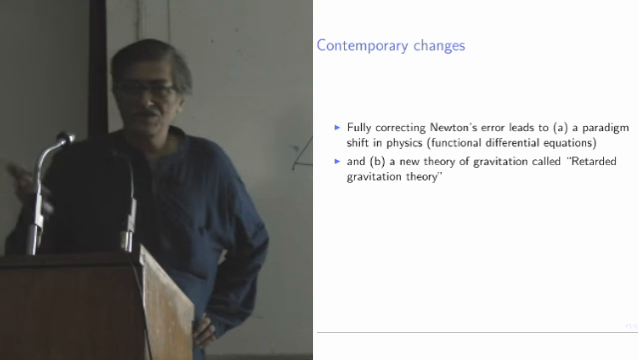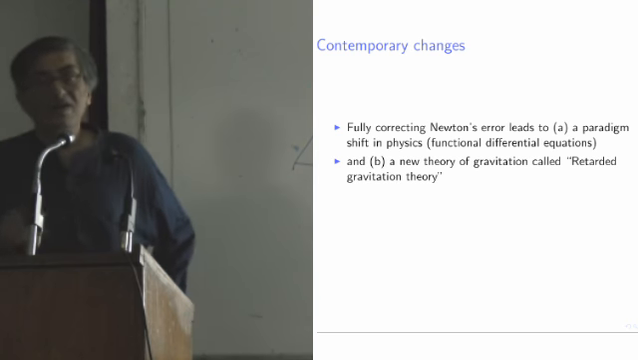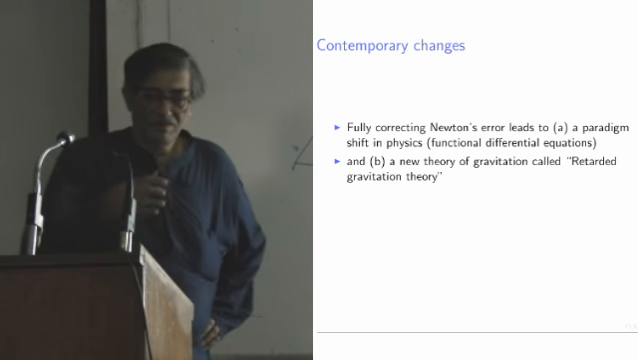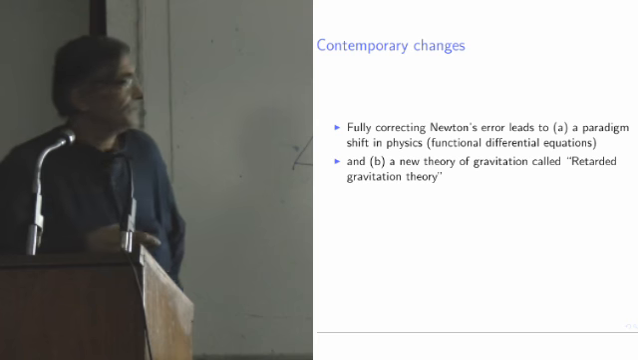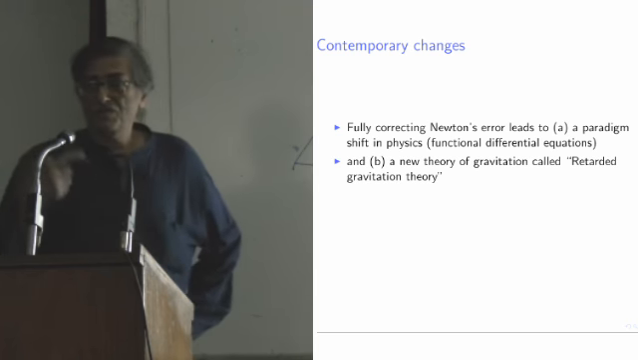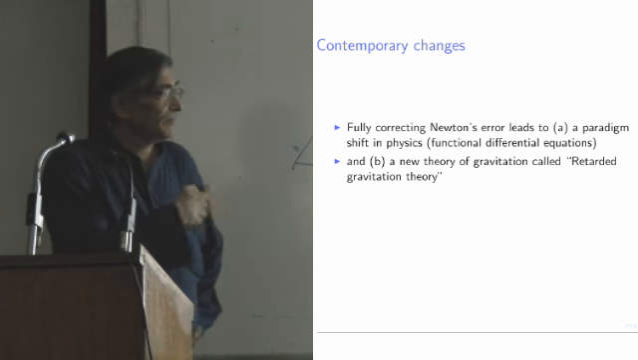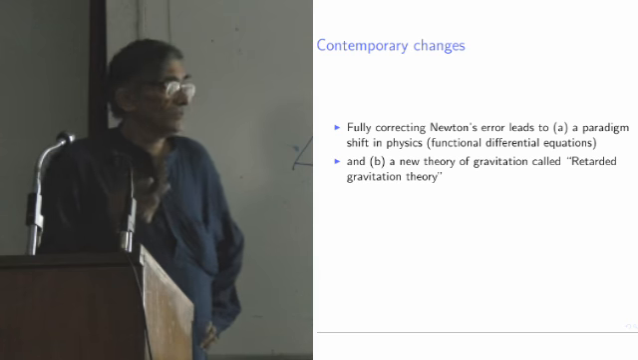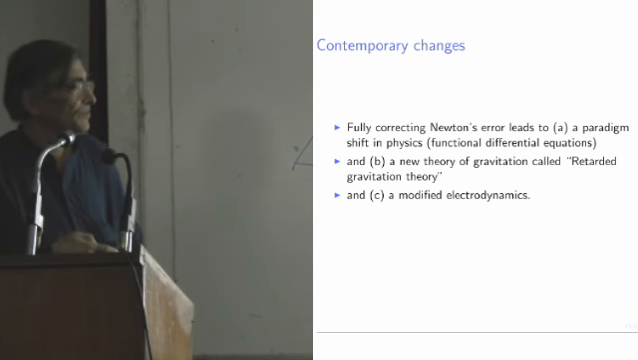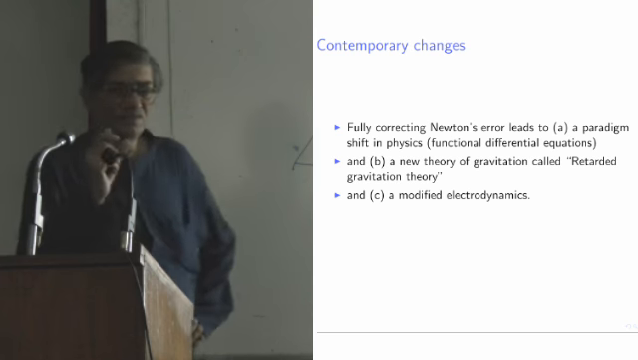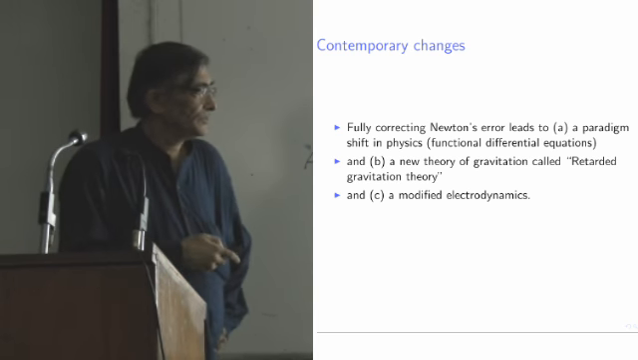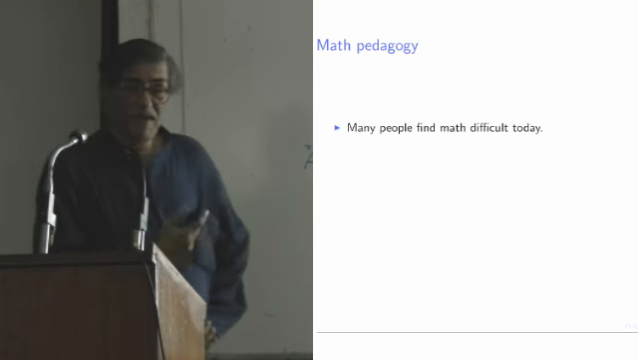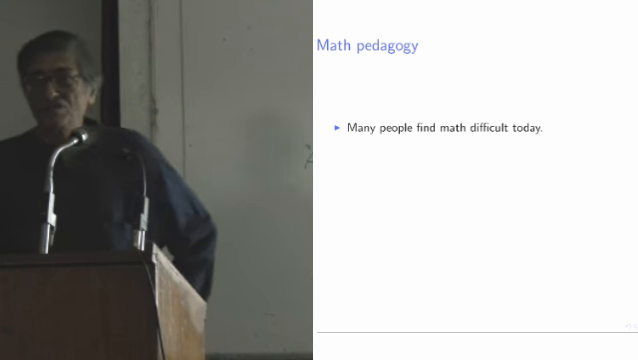General relativity is overkill, which doesn't allow you to solve even the two-body problem. It certainly doesn't work for the galaxy. Newton in physics failed for the galaxy, as we know, and we talk about dark matter. It works alright for the planetary system from which it was derived. So this retarded gravitation theory allows you to do the many-body problem and can work for the solar system or the galaxy. It's possible. It leads to a modified electrodynamics using that theory and so on. You could see some of these expository articles in Physics Education.